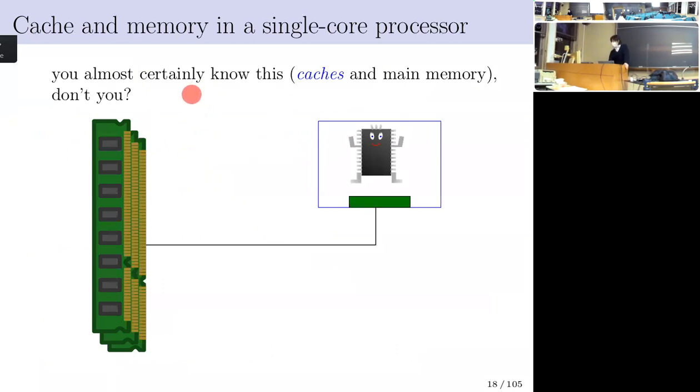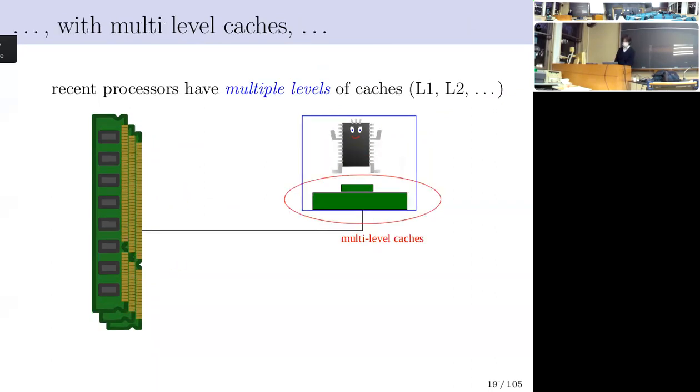Probably you already know something like this. You have memory, which is outside the processor. And inside the processor, let's imagine this is a single processor core, you have a small piece of memory called a cache. Caches are within the processor and can be accessed much faster than the main memory, the memory outside the processor itself. You almost certainly know something about this.